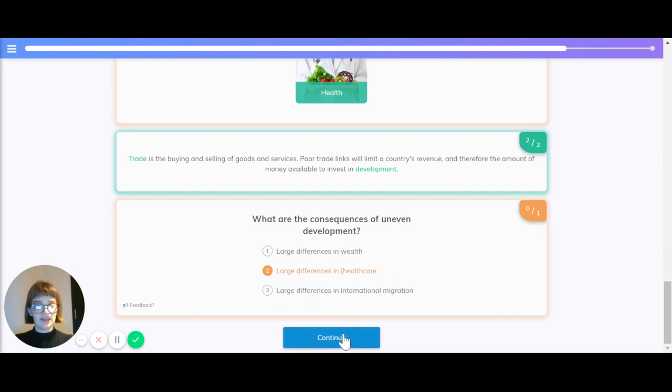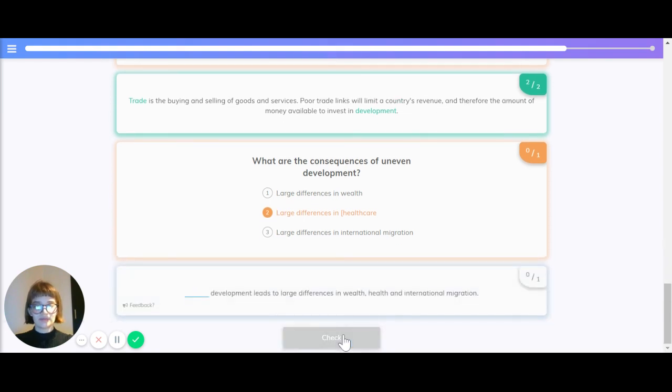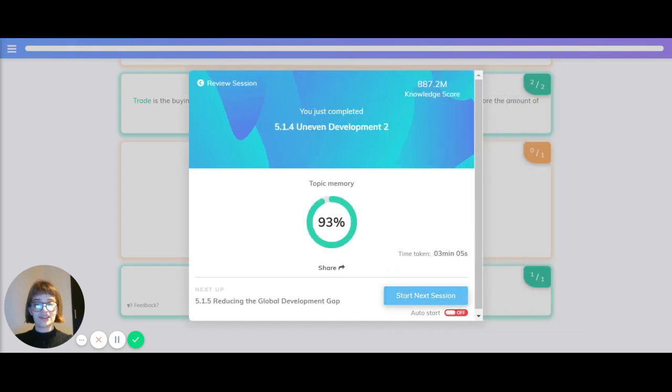What are the consequences of uneven development? There are large differences in wealth, large differences in healthcare, and large differences in international migration. Uneven development leads to large differences in wealth, health, and international migration.